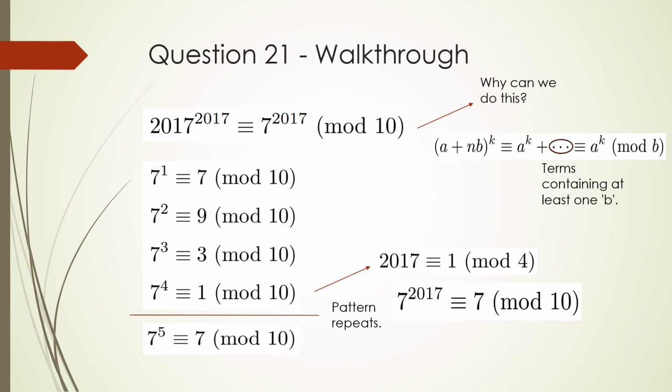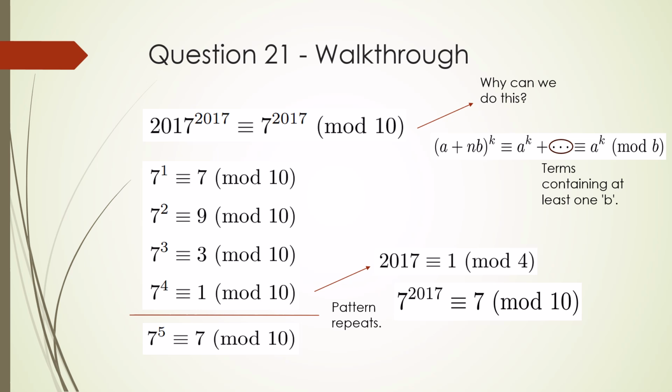We know that using our binomial expansion, we can rewrite this. And after rewriting this, since we're asking what the remainder is if you divide by b, every term that contains at least one b, if you divide it by b, you're going to get some other integer, right? So the remainder will be 0, and all those terms die off basically. And because of your binomial series, the only thing you end up with is your a to the power of k, which is your 7 to the power of 2017 in this case.